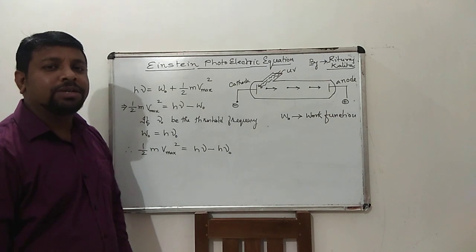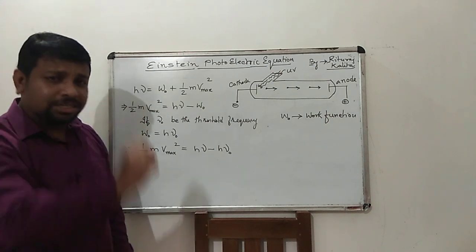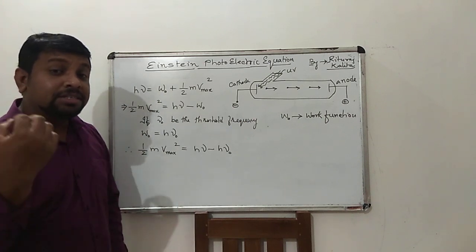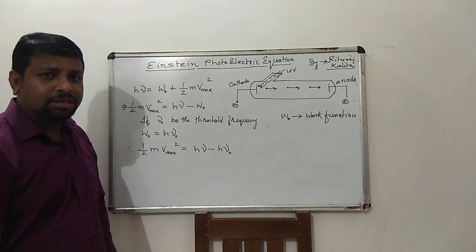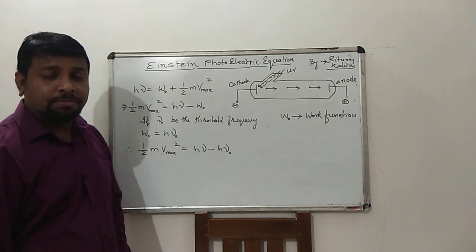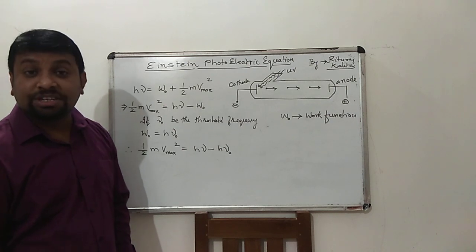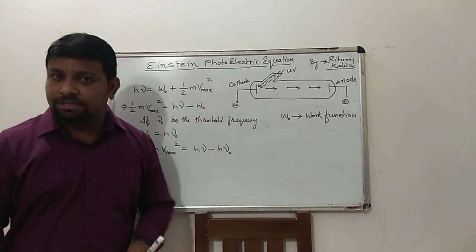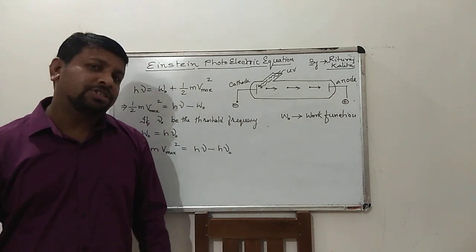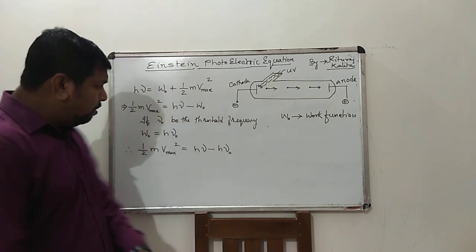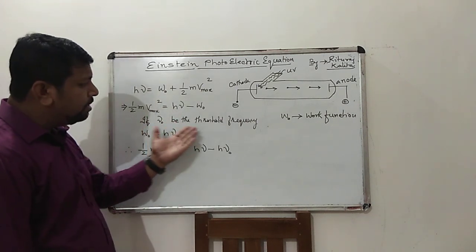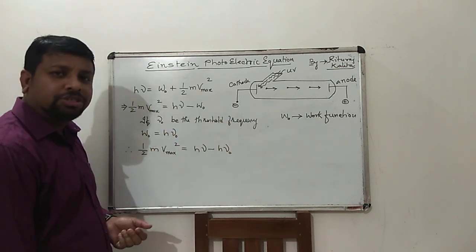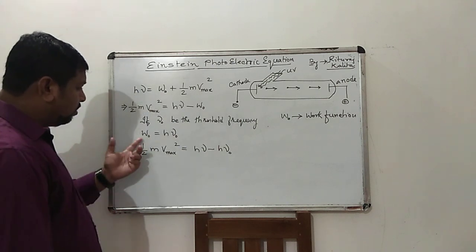That frequency is known as the threshold frequency. What is threshold frequency? The minimum frequency incident on the metallic surface required to eject the electron from it is known as the threshold frequency. If nu naught is the threshold frequency, then the work function W naught equals h nu naught.